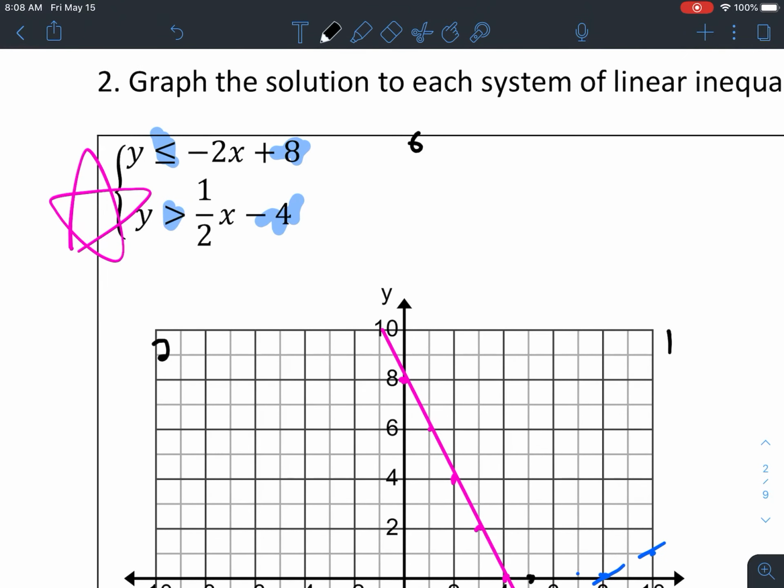Y is 0. X is 5. Negative 2 times 5 gives you negative 10 plus 8 gives us negative 2. Well, that doesn't work automatically, so we can stop there, and we don't have to do any more because that doesn't work for us. Okay?